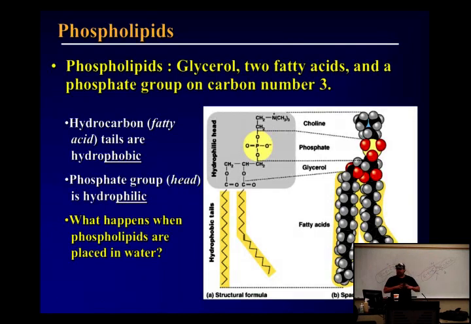All right, so the next one we're going to talk about are phospholipids. This is very similar to what we just talked about, except this has how many tails? Fatty acid tails? Count them with me. 1, 2. And triglycerides have how many? 3.